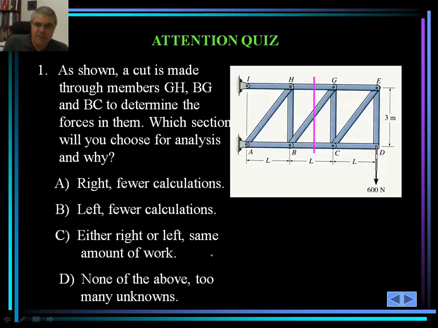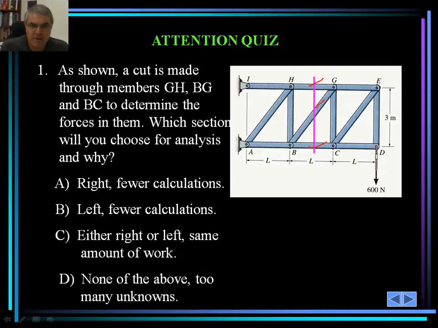Let's take a look at an attention quiz before we wrap the session up. So there are two attention quizzes here. Number 1: as shown, a cut is made through members GH, BG, and BC. So this member, and this member, right? Which section will you choose for your analysis?